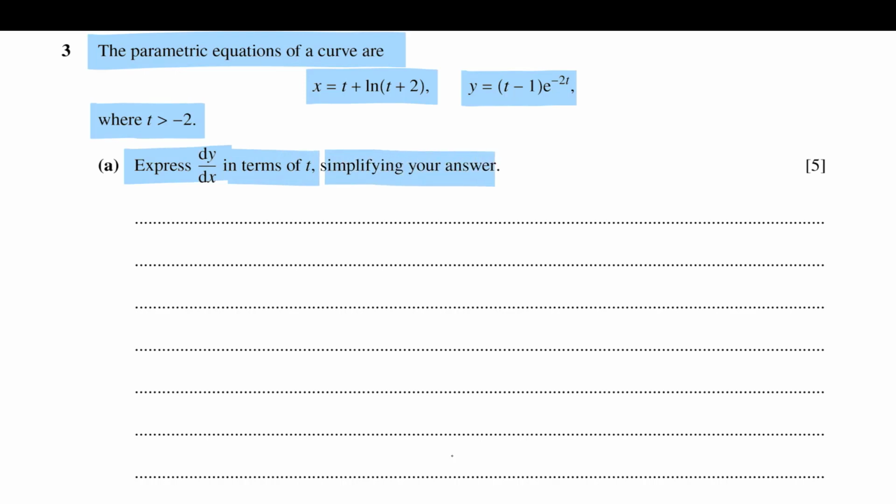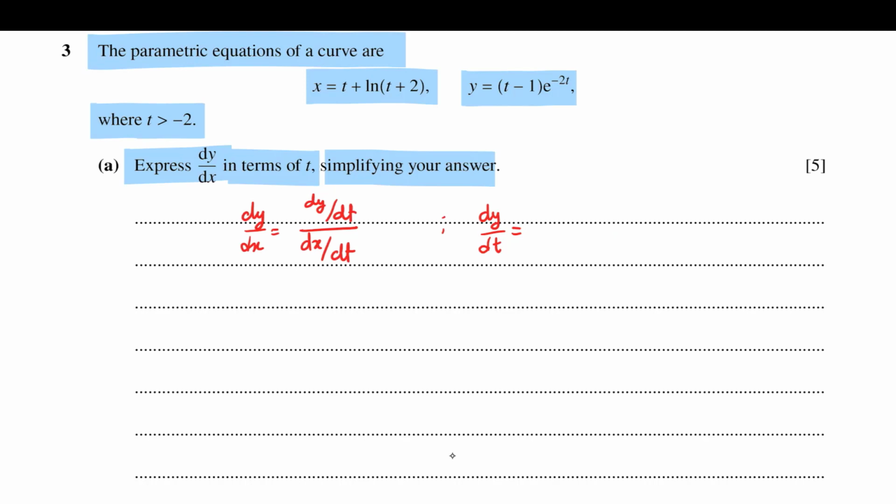So it is a parametric equation and we need to find dy over dx. First of all we'll find dy over dt, and then we will use dx over dt and divide them like this. So first of all let's find dy over dt, because we have the parametric equation. Since we have y in terms of t, we can differentiate with respect to t.